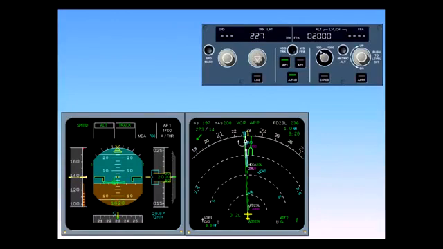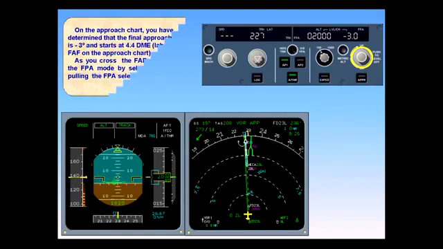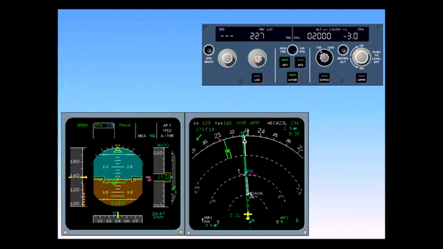On the approach chart, you have determined that the final approach path is -3 degrees and starts at 4.4 DME, labeled FAF on the approach chart. As you cross the FAF, you engage the FPA mode by selecting -3.0 and by pulling the FPA selector on the flight control unit. Pull the FPA. The FMA displays FPA -3.0 degrees, indicating that the autopilot will descend on a -3 degree descent path.